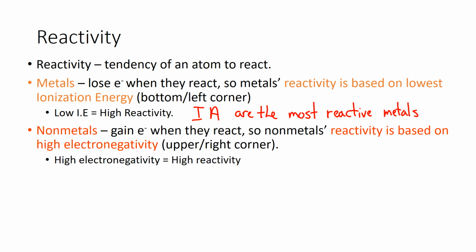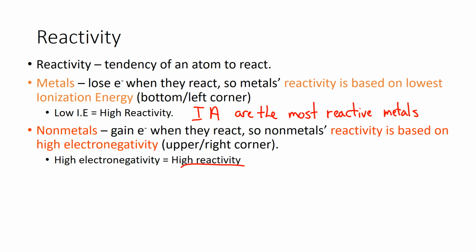And then nonmetals tend to gain electrons when they react, and that's based on the fact that they have a high electronegativity and a high electron affinity, meaning they want to hang on to what they have and they want to take on more. So they're going to form negative ions. High electronegativity also means high reactivity. So if group 1A metals are most likely to form cations, what group do you think is most likely to form anions? 7A, the halogens.